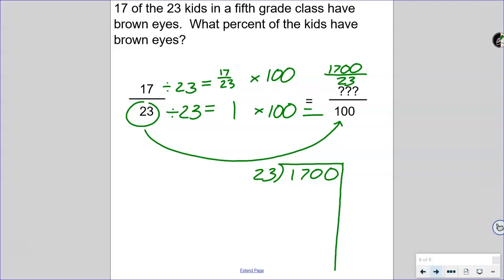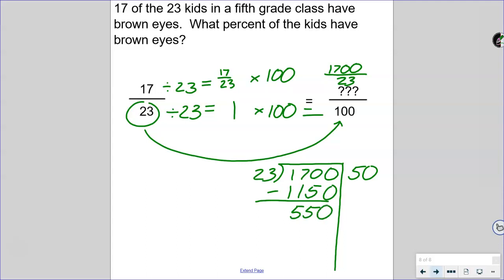So in this one, I could try multiplying 23 times 100, because that would be 2,300, but that'd be too much. So I'm going to do 50 instead. So 50 times 23 is going to be half of 100 times 23. So that's going to give me 1,150 to start. So if I subtract that, that's going to leave me with 550 left.